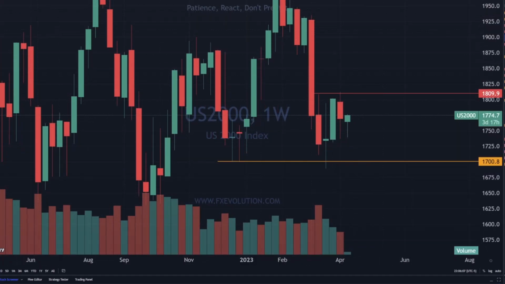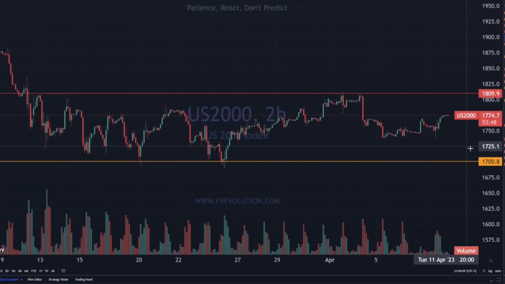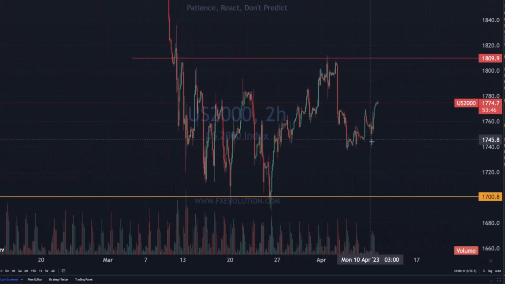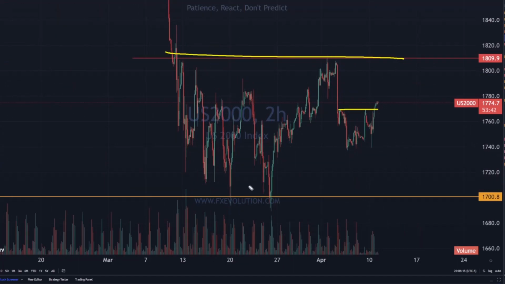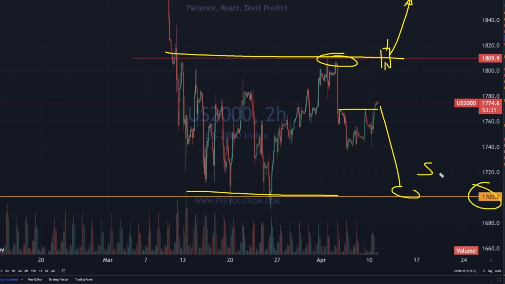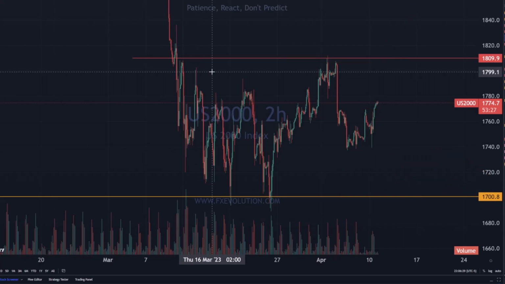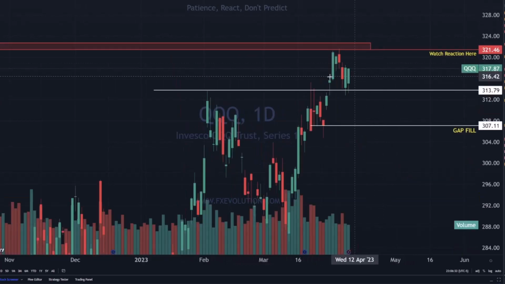US 2000, this is the Russell. The Russell has shown some signs of life. It actually found a pretty nice little turn down here, but we're still stuck within two larger zones. This 1810 breakout close daily would be, I think, fairly significant towards the bull side. And of course, 1700. I want to set alerts for that one, because if that happens, well, we know what should be happening for the S&P moving forward, and we'll bring that up when and if it does occur.